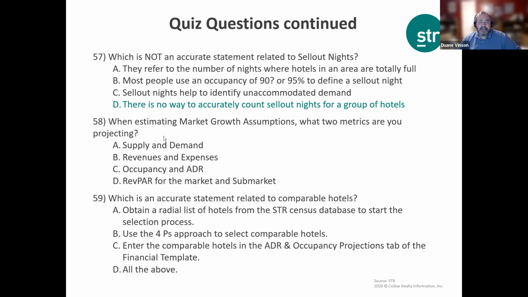Number 58, when estimating market growth assumptions, what two metrics are you projecting? Yeah, you got that right. Occupancy and ADR. Those are the two that we were projecting. Number 59, which is an accurate statement related to comparable hotels? Of course, it's going to be all of the above, isn't it?